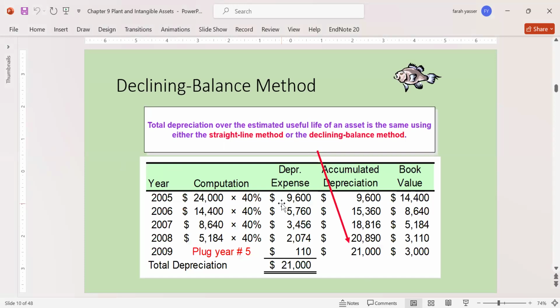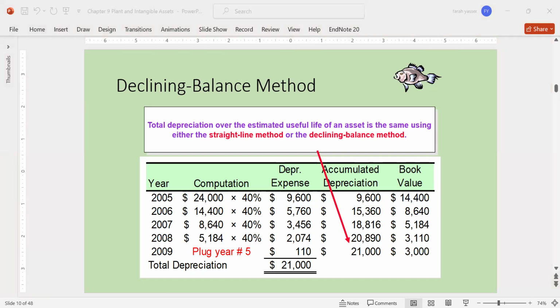This is the table which is necessary for calculating declining balance method depreciation. Here you can see the depreciation column. In the earlier years, the depreciation amount is much higher as compared to the later years. You can see that the first year the amount of depreciation is 9600, then 5700, then 3000. So that's why this method is called the declining balance method, because the depreciation expense is declining in the later years as compared to the earlier years.